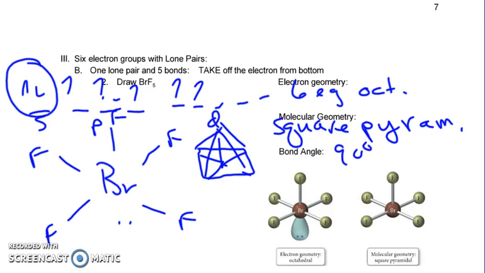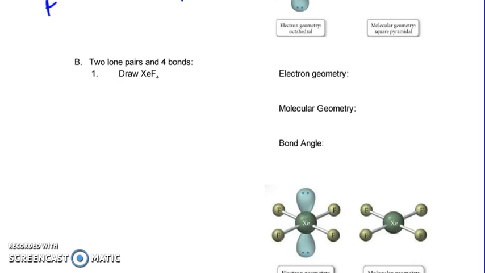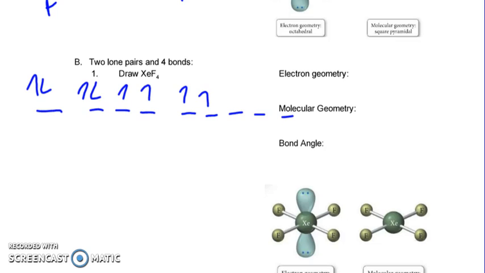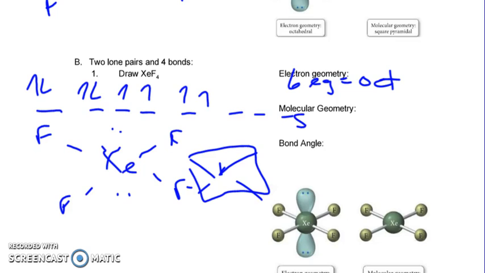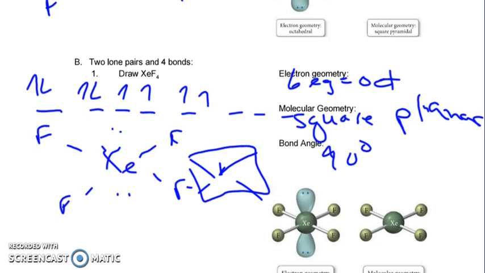Okay, and last but not least is this one. So here's xenon. You just trust me here. I had to promote 2, so I have 2 lone pairs and then 4 bonds. So if I were to do this, here is my octahedral, and erase with your eraser. So I start off with 6 electron groups, which is octahedral. But now what? I just have a plain old square. It doesn't come up to a point, so it's square planar. And again, it's 90 degrees. All right, stay tuned. We have a little bit more to go.